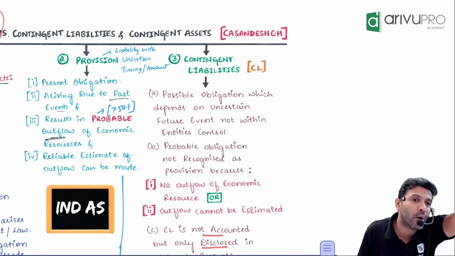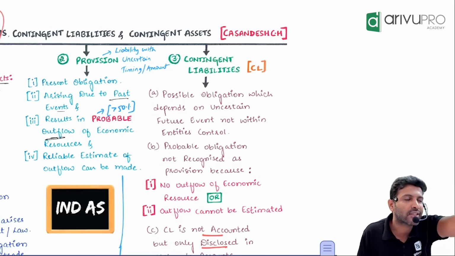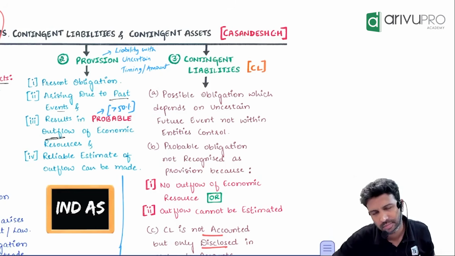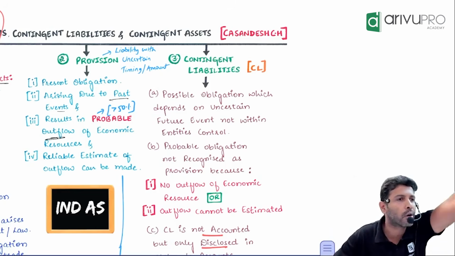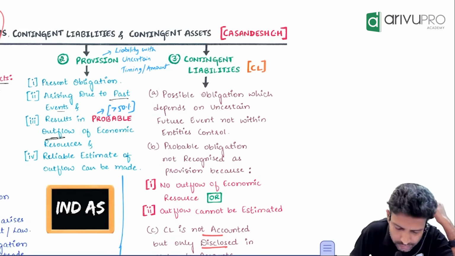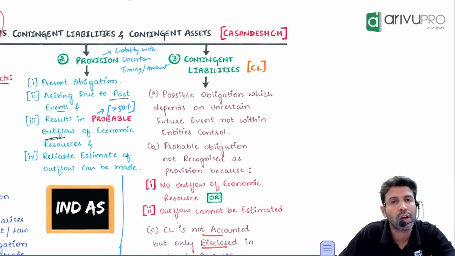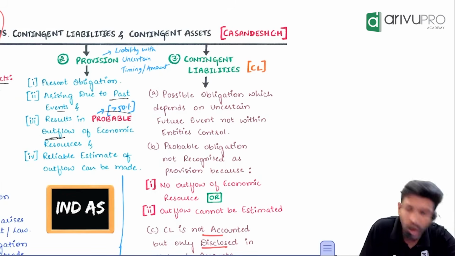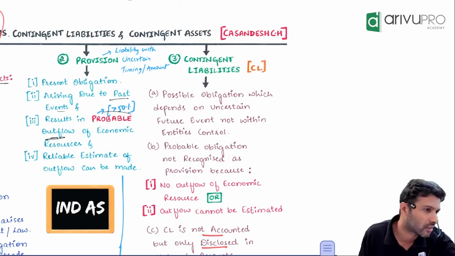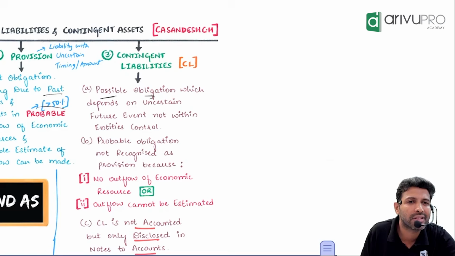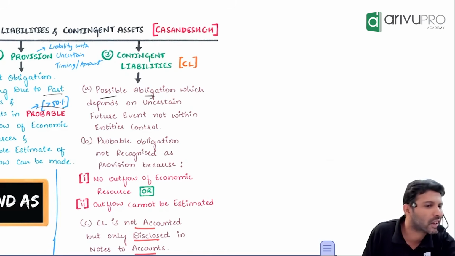Next aspect, contingent liability. Sir, if I have to tell in one line, if the outflow chance is more than 50%, provision. Less than 50%, contingent liability. That we call a possible obligation. For provision, it is what obligation? Probable obligation, meaning more than 50% chance. For contingent liability, it is a possible obligation. Possible obligation means 50% or lesser.